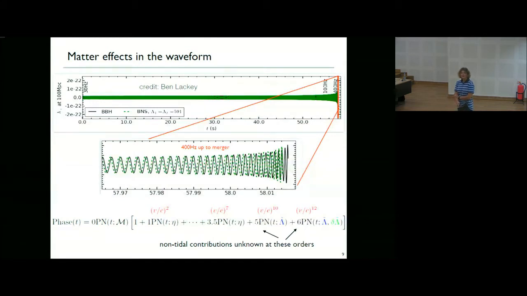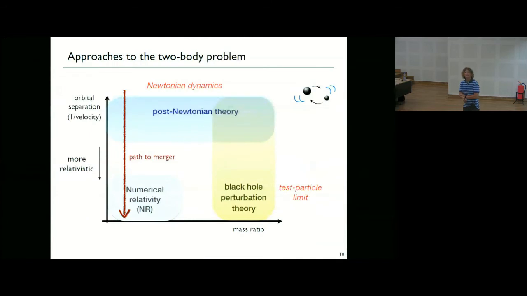So what can we do? Here is a sort of a diagram for different approaches that we can take to the two-body problem. It's divided into a parameter space where on the y-axis is the orbital separation, or for these kinds of binaries, also 1 over the velocity. So as you go down in the diagram, the system becomes more relativistic. And on the x-axis is the mass ratio.